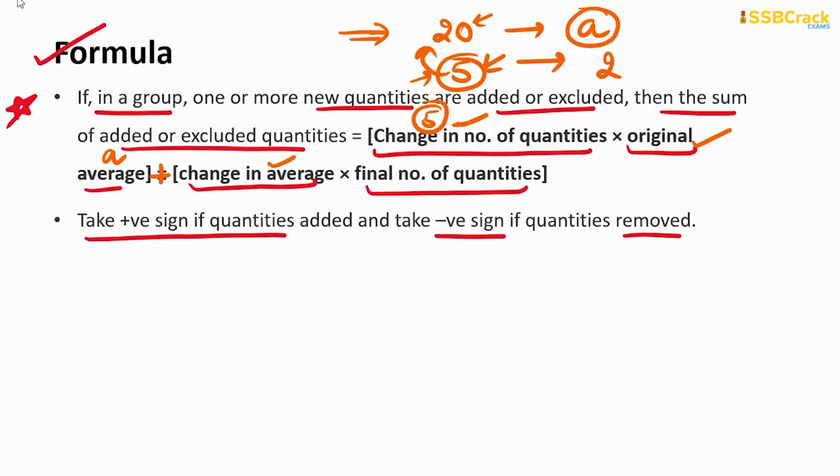Then change in the average. So this average is increasing by 2. So change will be 2 here. Then the final number of quantities. So final number of quantities will be 20 plus 5, that is 25. Right? So I hope now this formula must be clear to you, as by applying this formula, now you'll get the sum of the new 5 quantities that we have added. Right? Now let's take an example based upon this.